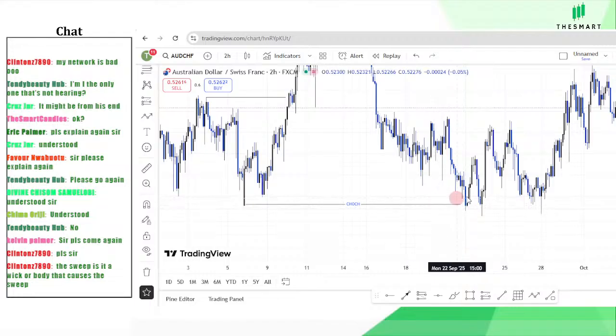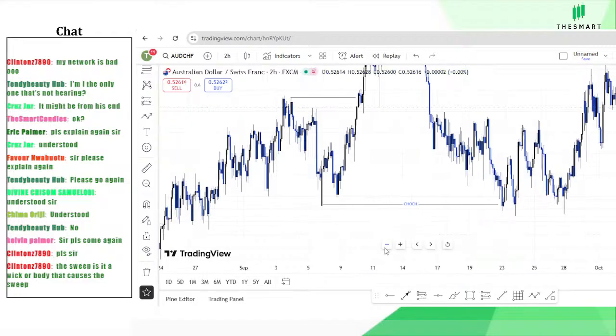So now, after having this, the next scenario a person should be looking for is the last supply that caused this move to the downside. Now we'll go into this chart to see what we would have done differently.